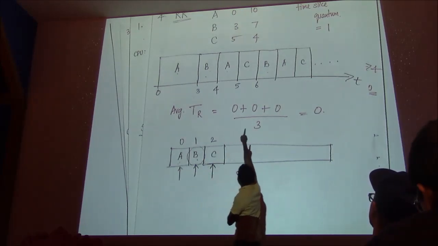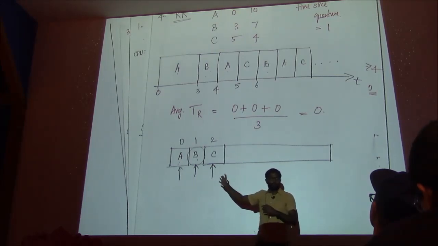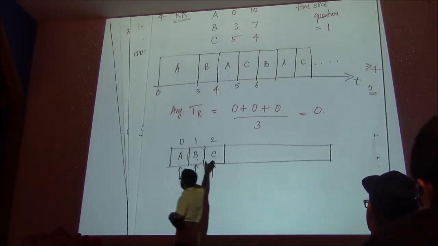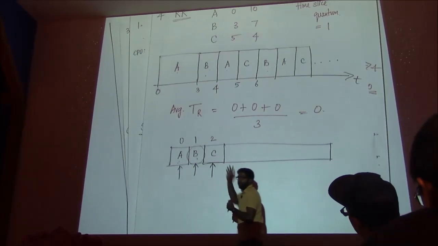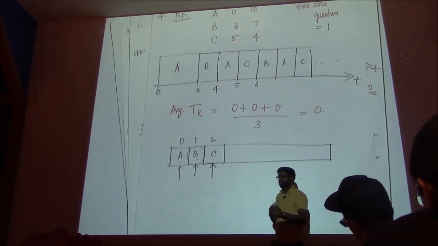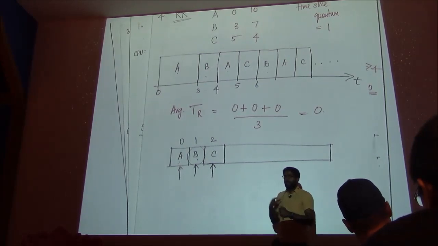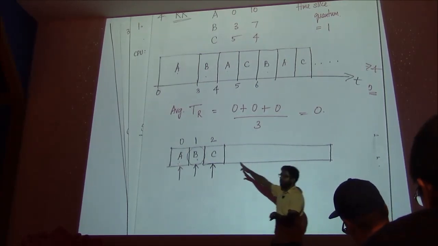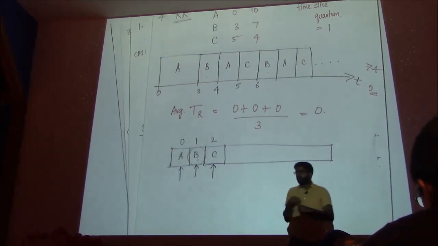At time 5, now when C came in, it depends on how we implement this round robin algorithm, okay? You can either add this C to the beginning of this list or to the end of this list. And based on that, there are some differences. If you are adding it to the end of the list as we just did here, then think about what may happen.